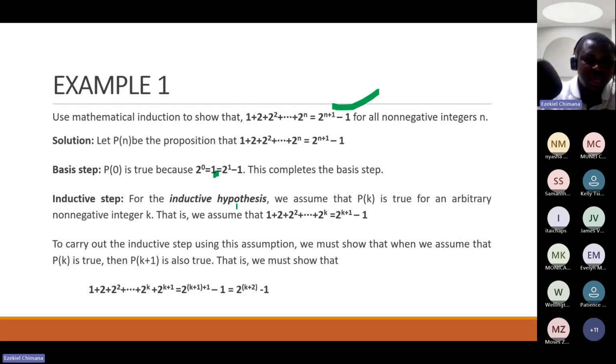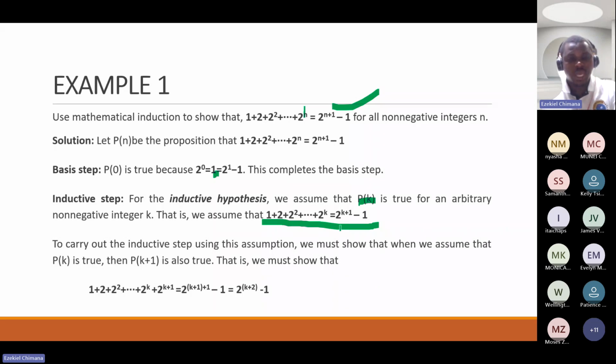So for the inductive hypothesis, we assume that P of k is true for any arbitrary non-negative k. That is, we assume that 1 plus 2 plus 2 squared plus up to 2 to the power k, here on n you are putting k, is equal to 2 to the power k plus 1 minus 1. We just assume that this is true. That's the assumption that we make. And then after that, we need to do the inductive step, where we are going to put k plus 1 for n. After that, we need to prove that if it is true for k, it must be true for k plus 1. That's what we are supposed to do.